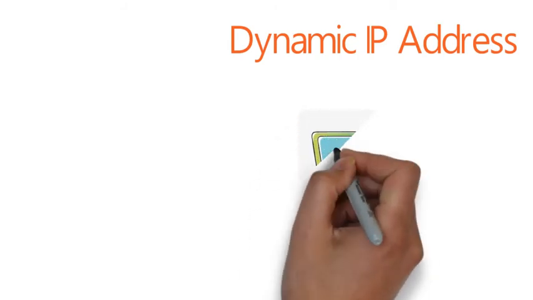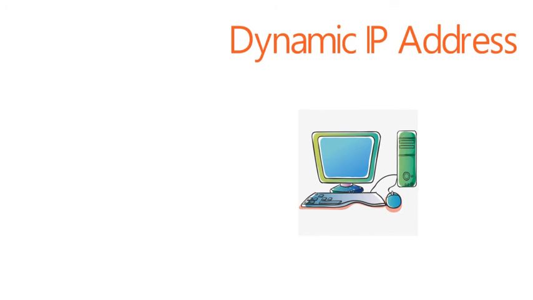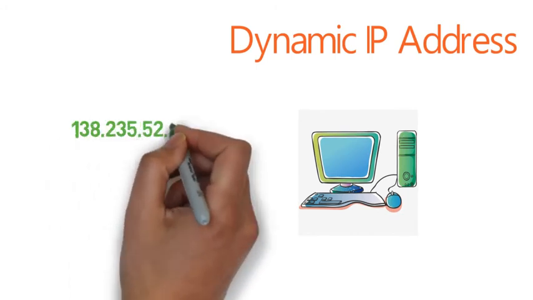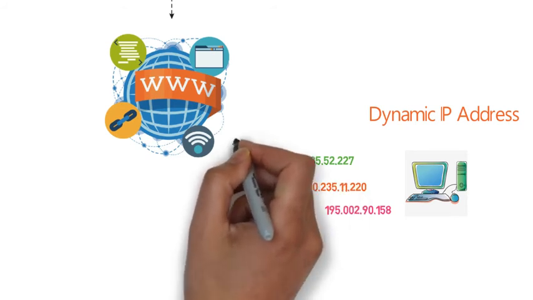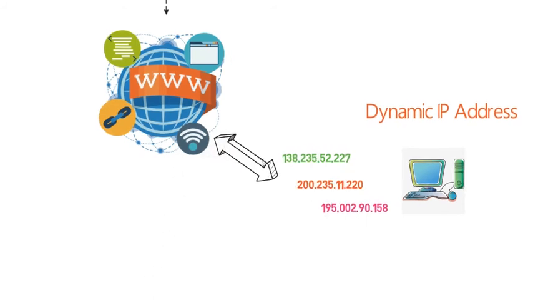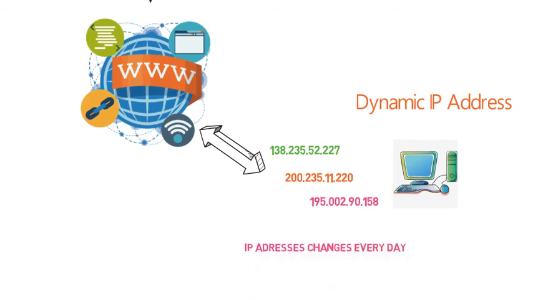A dynamic IP address is one that changes from time to time and isn't always the same. If you have a residential cable or DSL service, you most likely have a dynamic IP address. Internet service providers, ISPs, like Comcast, provide customers with a dynamic IP address.